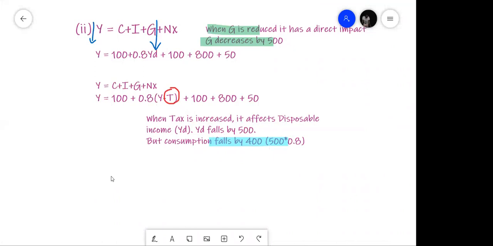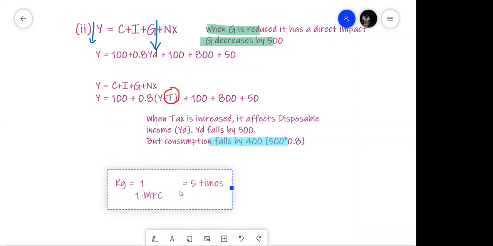In addition to this, you can also write the multipliers. So KG equals, how much is our government spending multiplier, guys? KG is equal to 1 over 1 minus MPC. You can solve this and you can get it. So let's say MPC is 0.8. How much do we get here? Multiplier is how many times? 5 times.